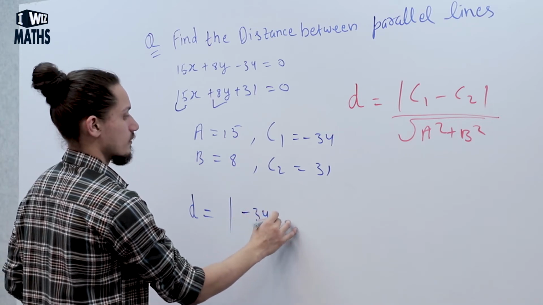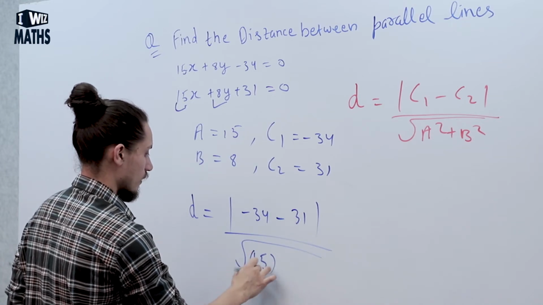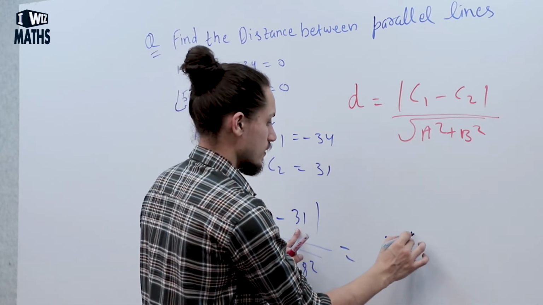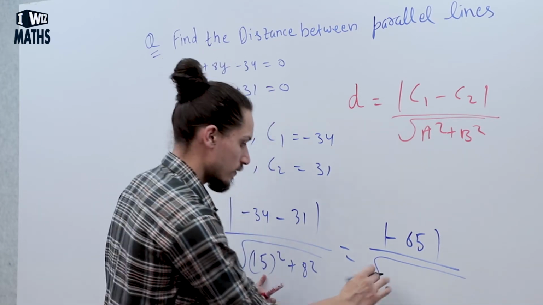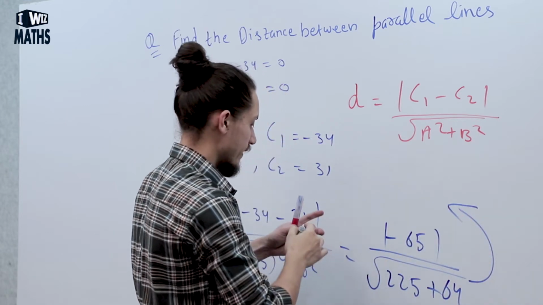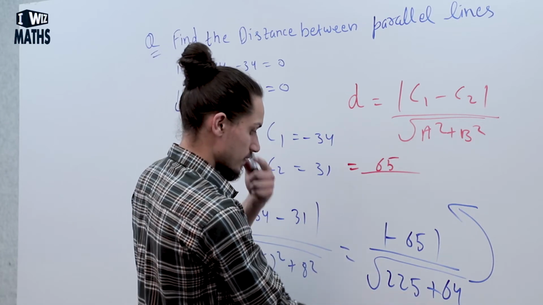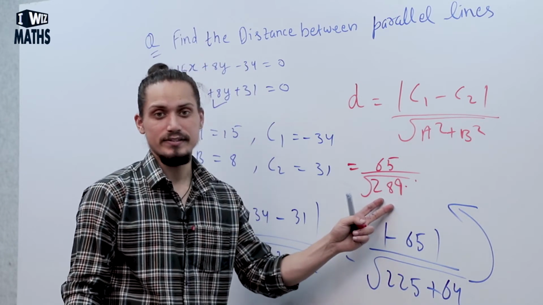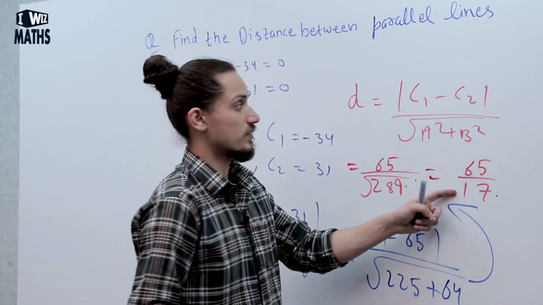d is equal to mod of minus 34, that is c1 minus c2, that is 31, divided by under the root 15 square plus 8 square, which gives us minus 34 minus 31 gives us minus 65 mod divided by under the root 15 square is 225 plus 8 square is 64. So we get mod of 65 gives us 65 divided by 225 plus 64 gives us 289 under the root. Now 17 square is equal to 289, so we get 65 upon 17, which is the distance between these two parallel lines.